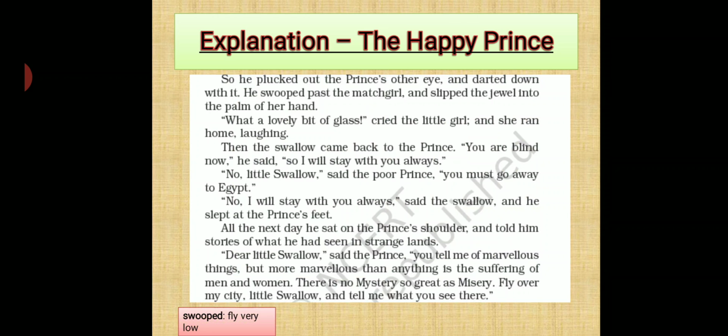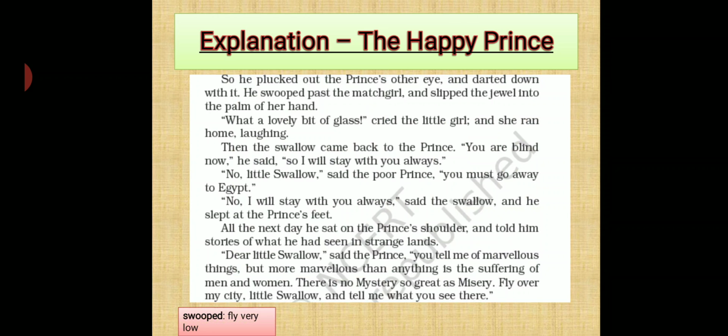So now what happened? So finally the swallow obeyed the happy prince's order. He took another sapphire stone from his eyes and flew to the little match girl. And when he saw the match girl, he bent very low and kept the sapphire stone on the little girl's hand. The little girl was very happy to see the stone and she went home happily. Then the swallow came back to the prince. You are blind now, he said, so I will stay with you always.